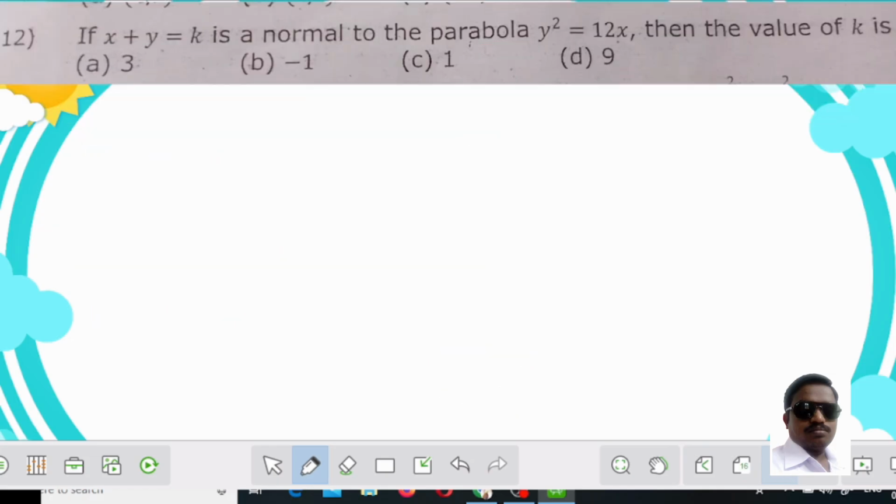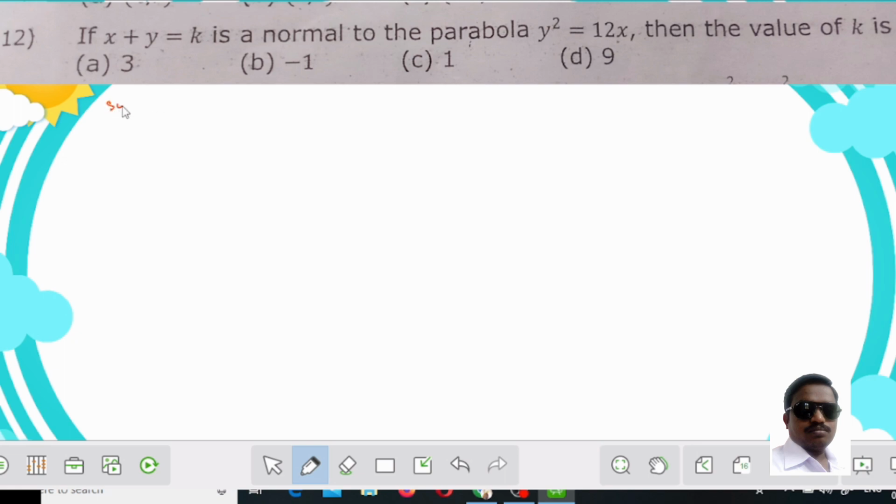Thank you. Next, 12th question. If x plus y equal to k is a normal to the parabola y square equal to 12x, then what is the value of k? They are giving a normal equation for the parabola y square equal to 12x. There is an unknown in the normal equation. Now we have to find out this value of k.